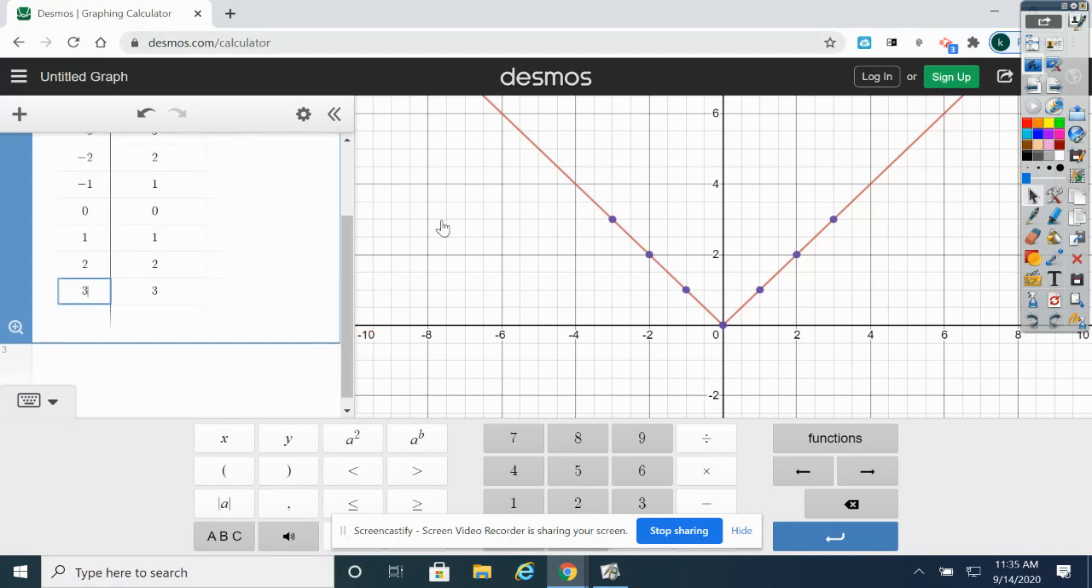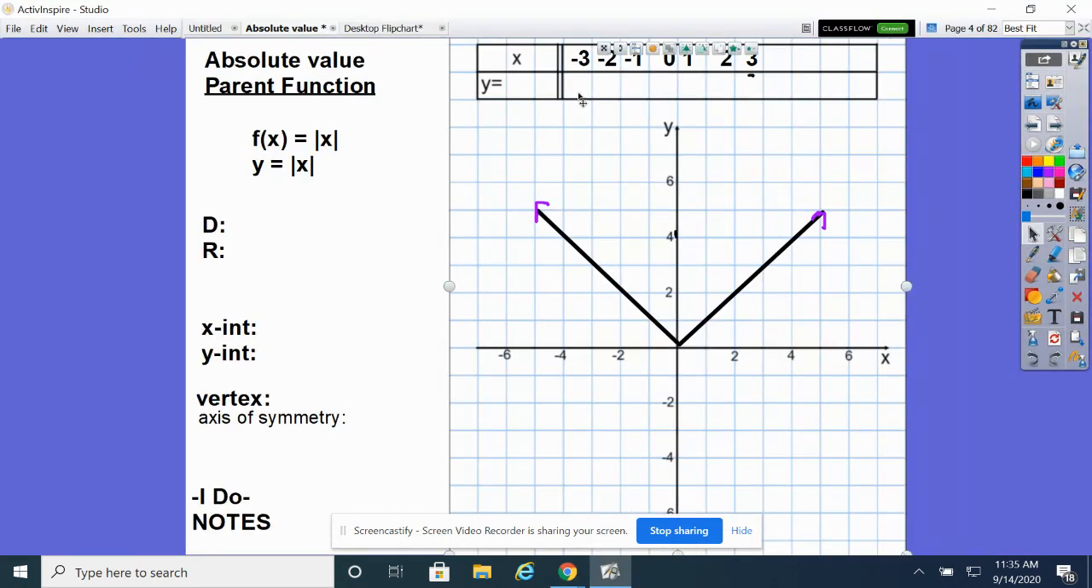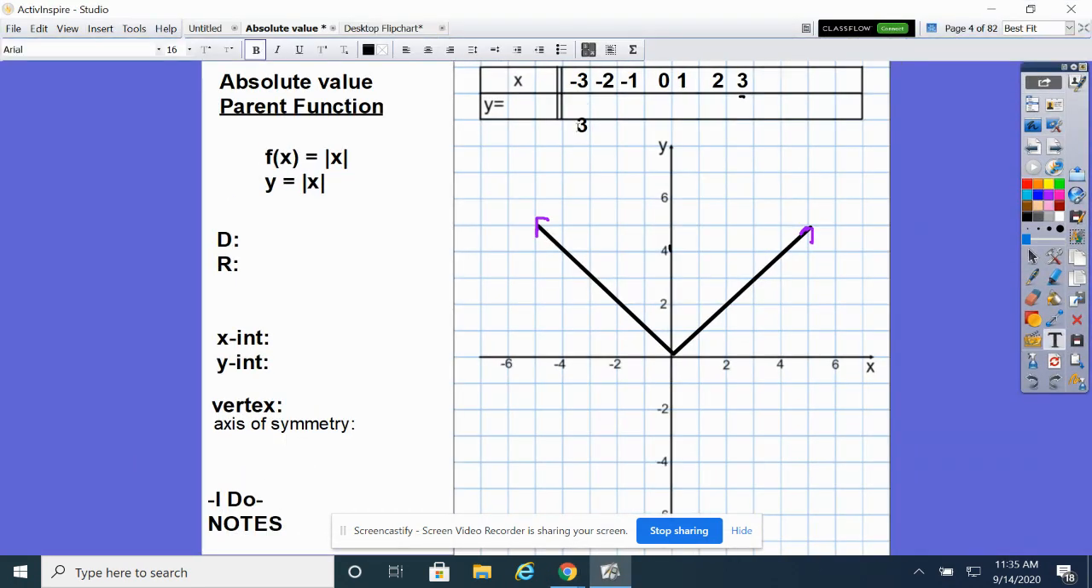All right, so we know the values now are 3, 2, 1, 0, 1, 2, 3. Let's go fill that in real quick. 3, 2, 1, 0, 1, 2, 3. Stretch it out, make sure it's in the table. You have to space it a little better. There we go. So you don't have to use these numbers. These are my recommended numbers.